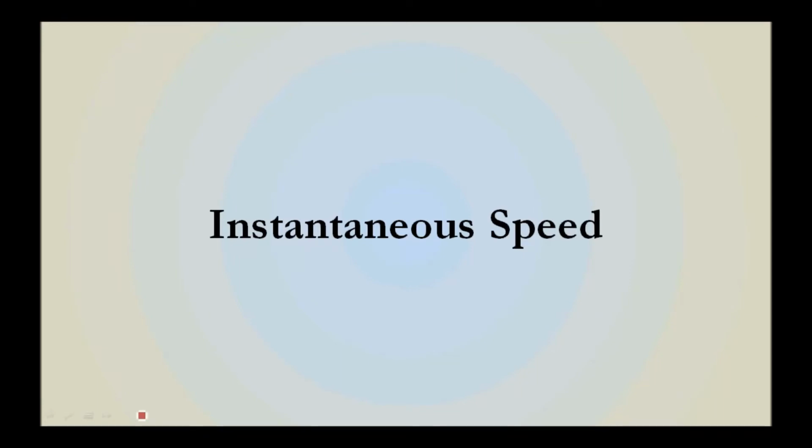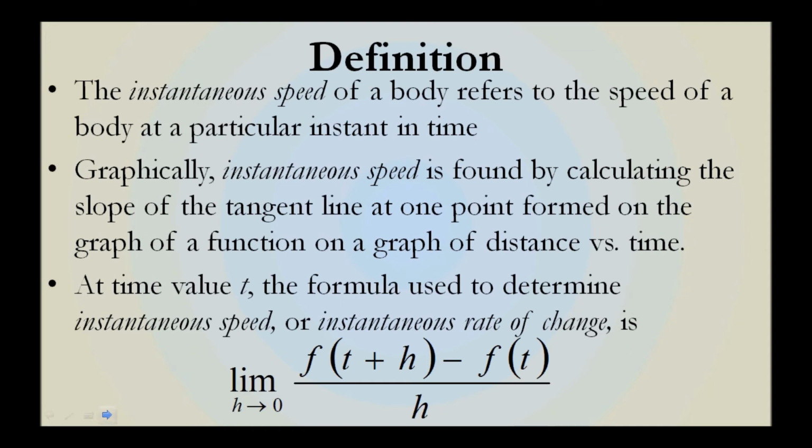Instantaneous speed. The definition of instantaneous speed will be from a calculus perspective. So the instantaneous speed of a body refers to the speed of the body at a particular instant in time. That seems fairly obvious from the name instantaneous speed.